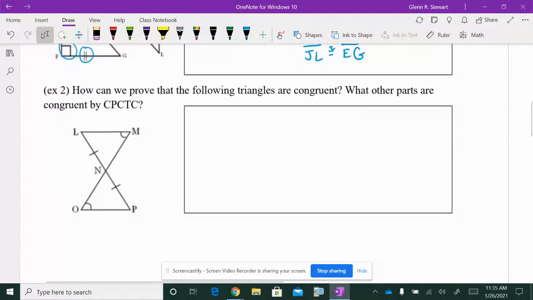Example number 2. How can we prove that the following triangles are congruent? What other parts are congruent by CPCTC? Let's first take a look at how we can prove that the following triangles are congruent. One of the first steps is to look for things such as alternate interior angles, vertical angles, and shared sides. In this case, with this triangle, we have a set of vertical angles. Based on this, we know now that we have an angle, another angle, and then a side.